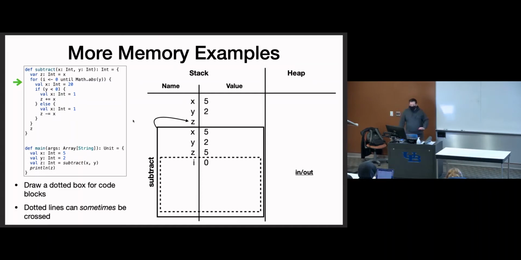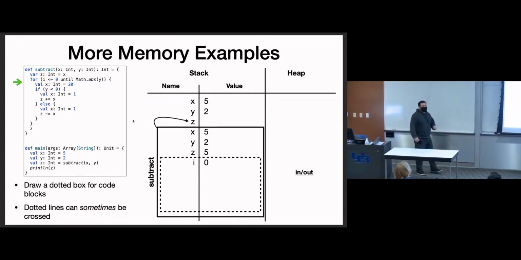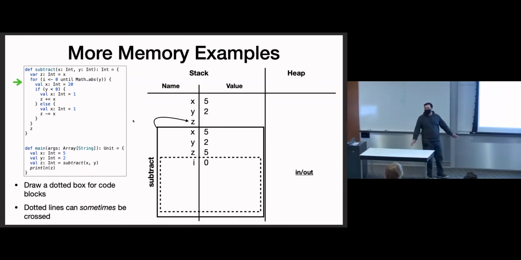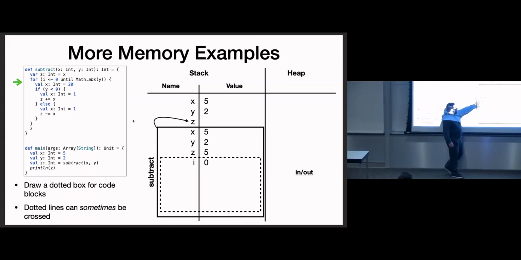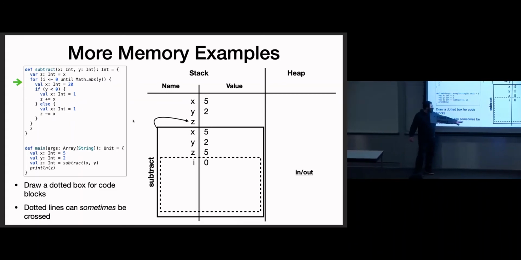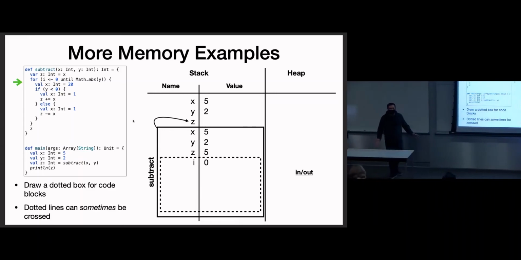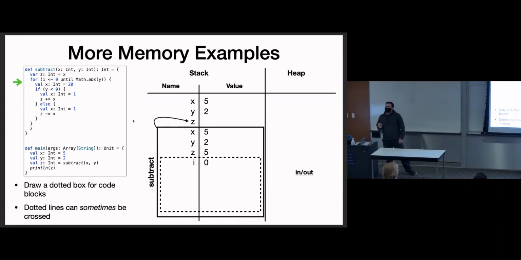we're going to draw a dotted line for the code block. We've seen these dotted lines. We've seen the solid lines before. We're going to explain more about the dotted line and why we use this notation. A dotted line can sometimes be crossed. So we can never cross a stack frame, never access variables outside the stack frame, but we can sometimes access variables outside a code block.